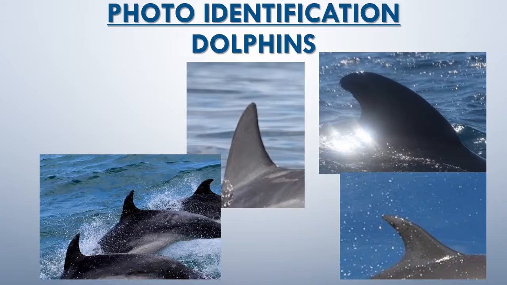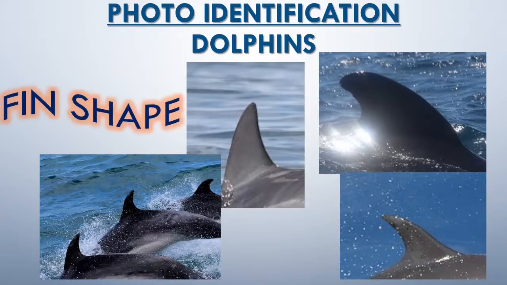One of the main body parts I would focus on is the dorsal fin. As you can see here, the fins come in all different shapes and sizes. There are tall ones, short ones, fat ones, and thin ones. Each dolphin's fin shape is unique to that animal, and the fin shape is the first thing I would look at when I started to compare new photos to the pictures of the known dolphins in the database.